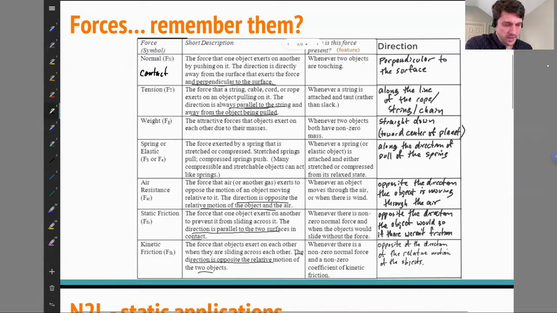Tension force exists when there is a rope or chain or some string, some narrow thing holding two things together. Tension only pulls. You can't push a wet noodle. You can only pull on it. Weight, the gravitational force, exists. I wish the word gravity was used in here somewhere, but that's what we're talking about when we say gravity.